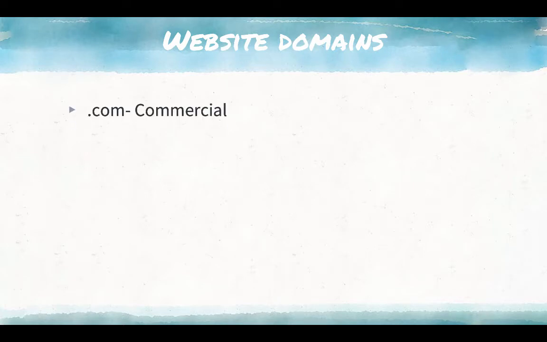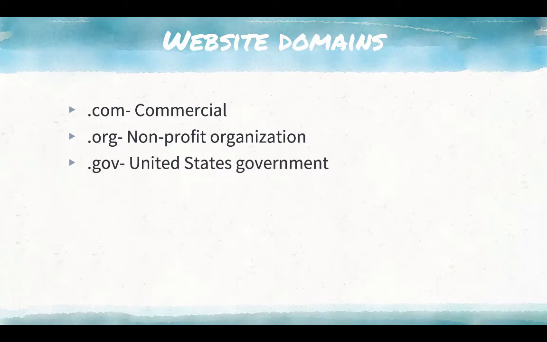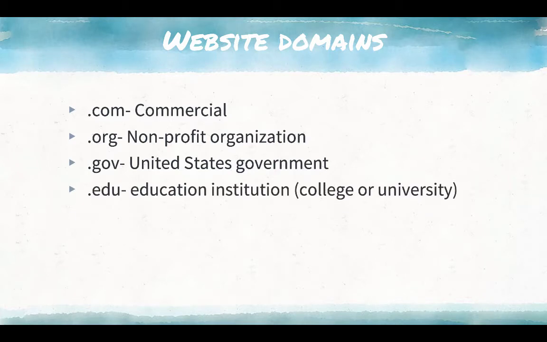First is .com, which is for commercial websites. Second is .org for nonprofit organizations. Third is .gov. These are United States government websites. And fourth is .edu. These are educational institutions, mostly colleges or universities.